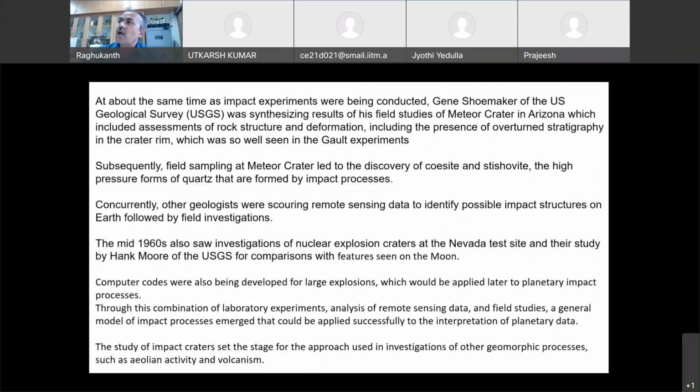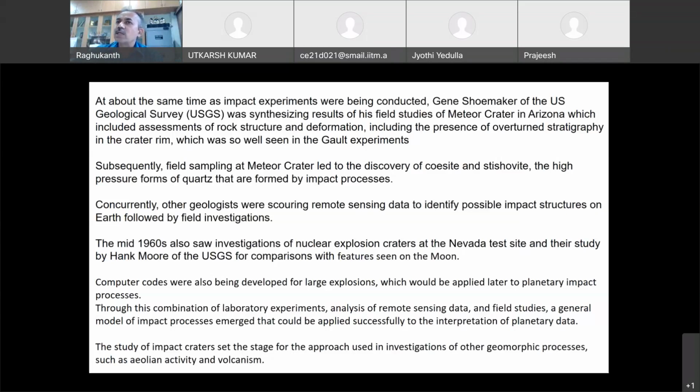They had terrestrial analogs, and computer simulations also slowly came up, and then this theory got established. He also did a lot of field studies at Meteor Crater, and they discovered two rocks, coesite and stishovite, the high pressure forms of quartz, because during an impact there will be high pressure shock waves and other things. So he found out, and gave support that this Arizona crater was formed due to meteorite impact. And finally, remote sensing came up, and slowly the subject developed.